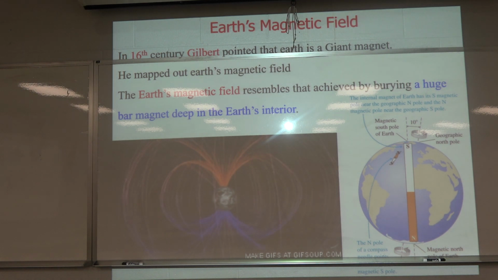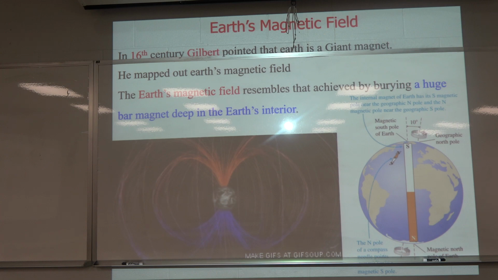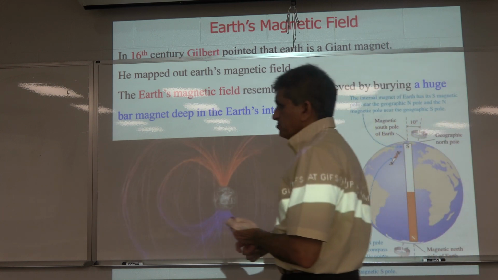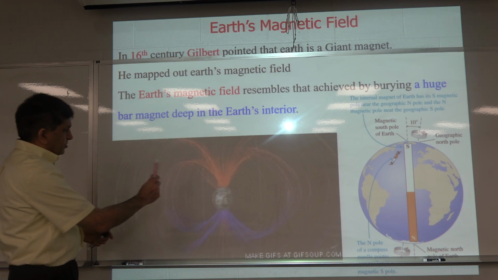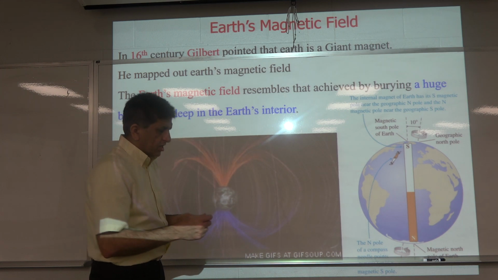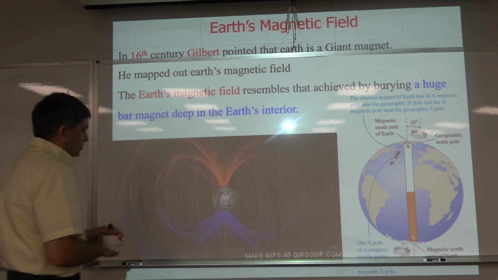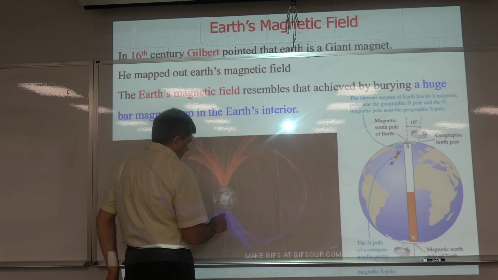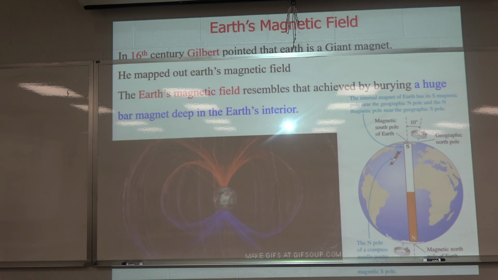All right, now there are other sources of the magnetic field. In the 16th century, Gilbert told us that the earth is a giant magnet. So how did we know? He mapped out the earth's magnetic field. As you see, the earth is also orbiting around the sun, and at the same time it's spinning around its center. So the magnetic field lines go from the geographical south to the geographical north, right? So he said there is a big giant magnet.